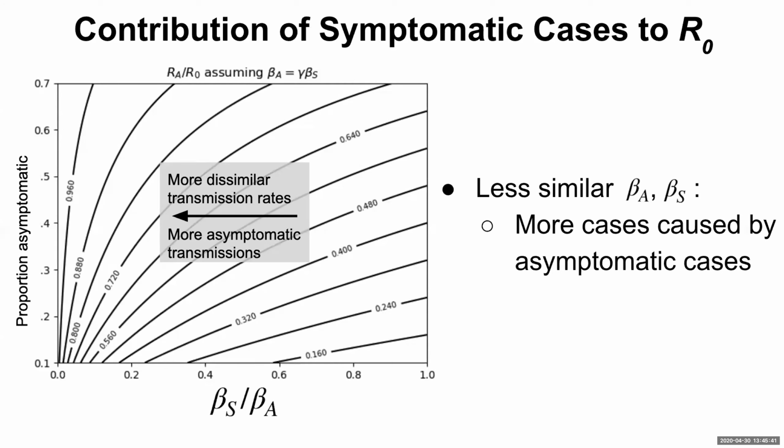The best way to look at this plot is to start on the right-hand side where transmission rates are equal. As you move left, you increase asymptomatic transmission rates relative to the symptomatic transmission, and you see more and more cases are caused by these asymptomatic infections. Now, this is a fairly intuitive relationship, but we demonstrate the rate at which that change occurs here.